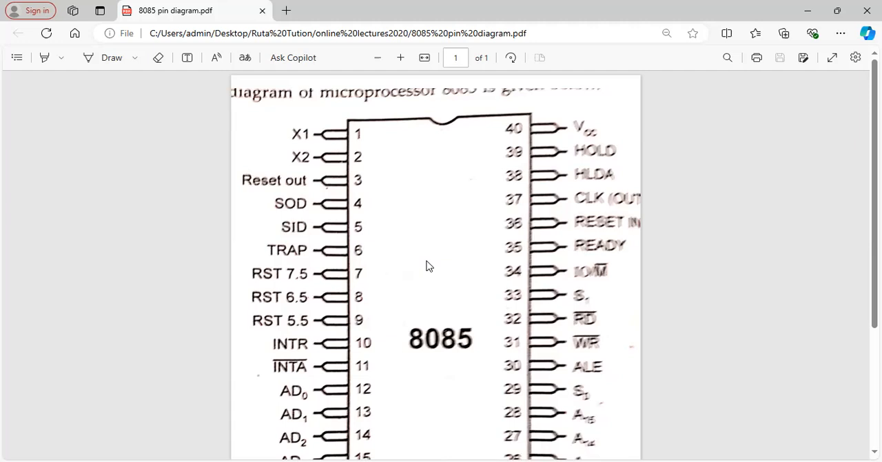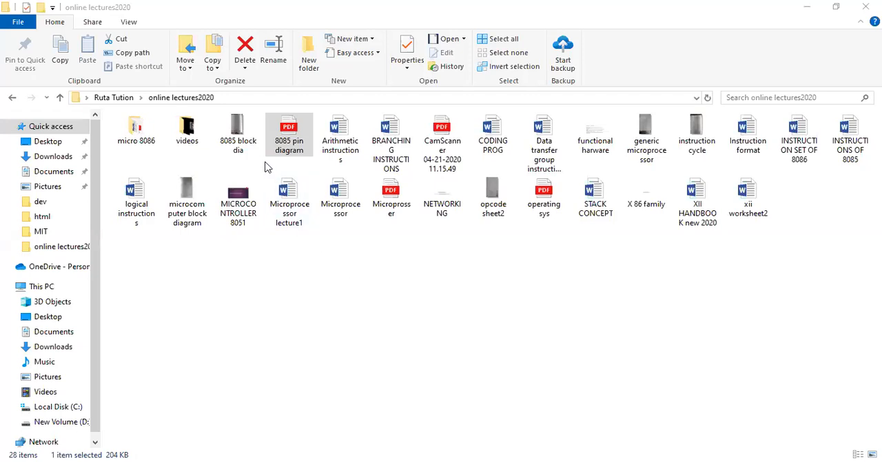Pin diagram can be asked, but always any 3 pins they ask you for explanation. Then there is another diagram which is called the generic microprocessor diagram. But I personally feel that diagram has too many arrows and everything. So it is a bit difficult for you.